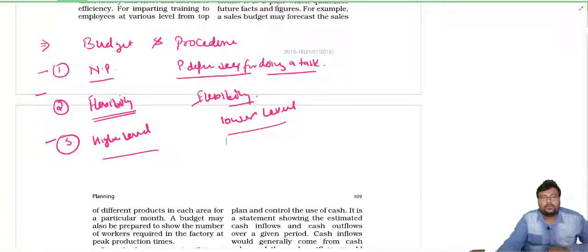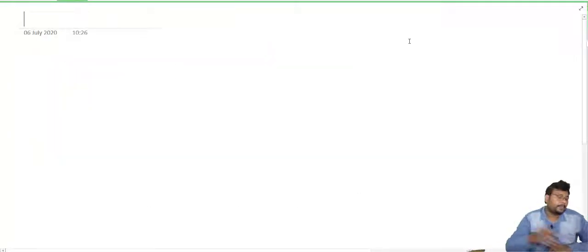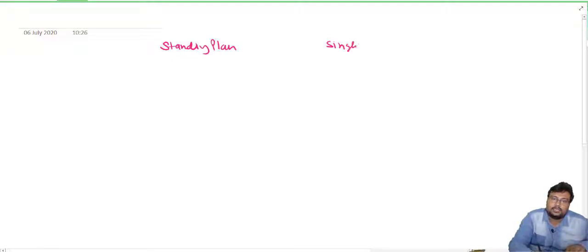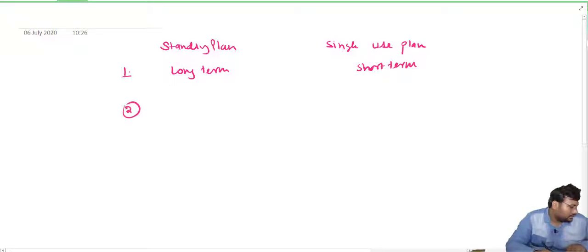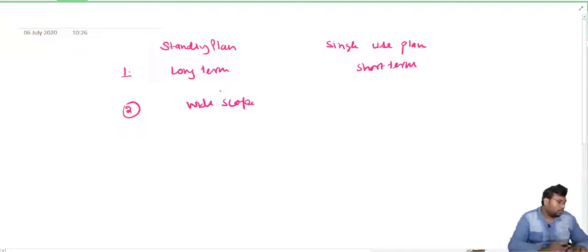Similarly, we will discuss one more. Okay, the next one is the difference between standing plan and single-use plan. A standing plan is for long-term objectives, and a single-use plan is for the short term. Second, beta, a standing plan has a very wide scope, because it covers the whole organization and the whole department, and a single-use plan is for a specific task for a specific period of time, so it has a narrow scope.